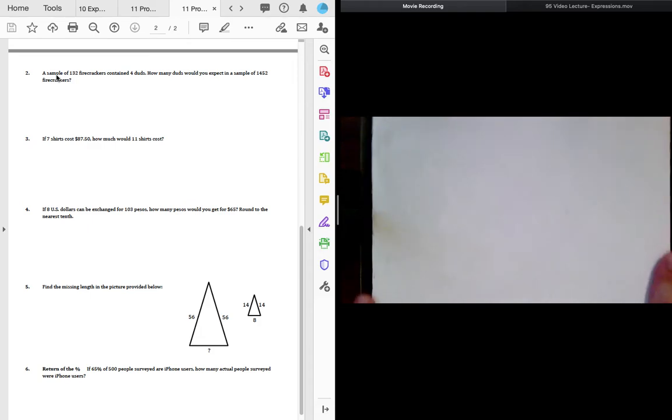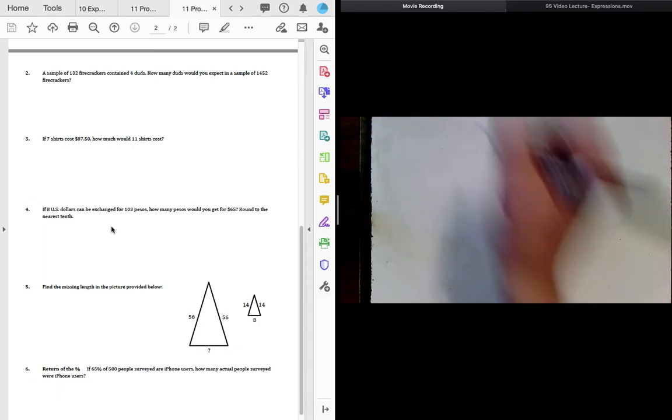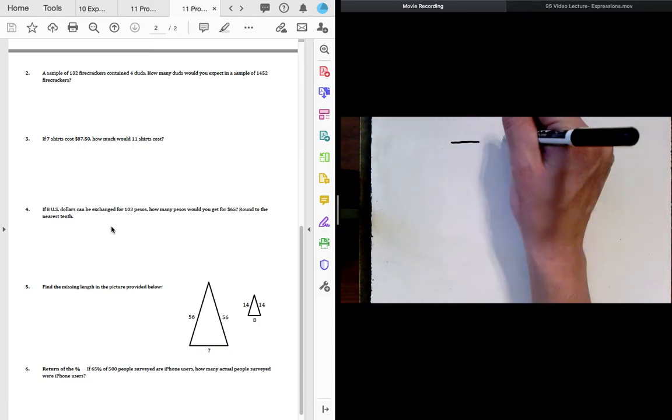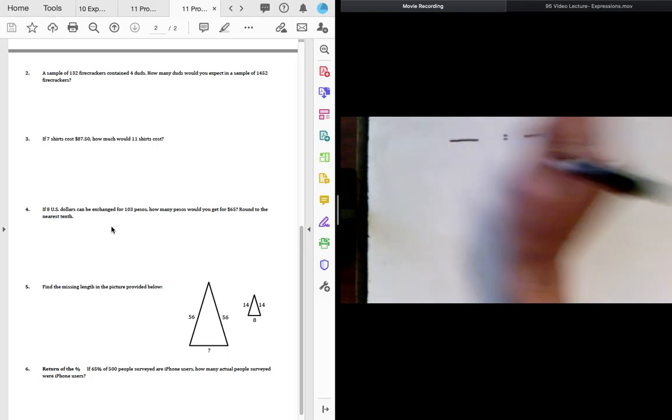Number 2 tells us, a sample of 132 firecrackers contained 4 duds. How many duds would you expect in a sample of 1,452 firecrackers? So what we're going to do first is make 2 fractions. Start by doing that. We want to make 2 ratios equal to one another.